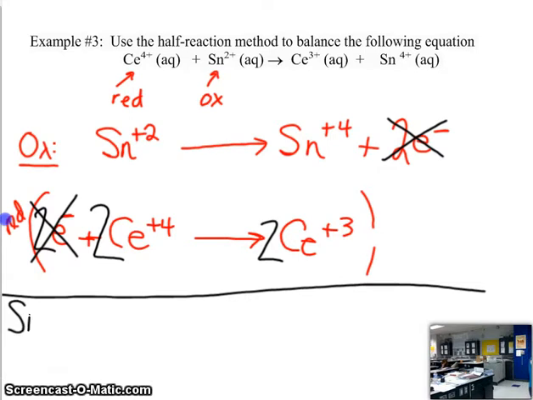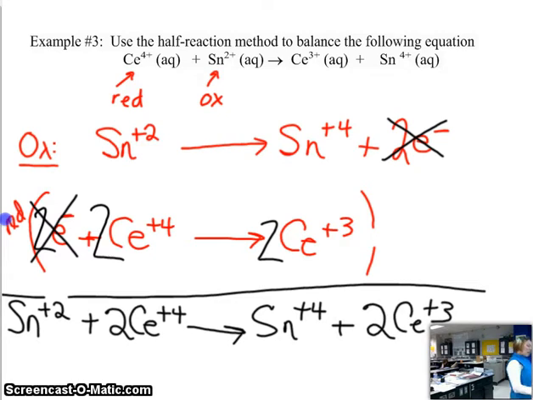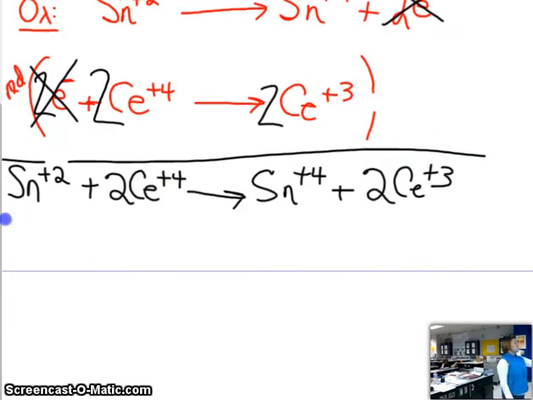So what else you have as a reactant is Sn plus 2, plus 2 Ce plus 4s goes to make Sn plus 4 plus 2 Ce plus 3s. And now what you can notice is that we're balanced with mass. 1 Sn, 1 Sn, 2 Ces, 2 Ces.